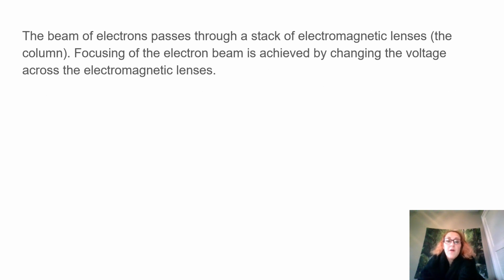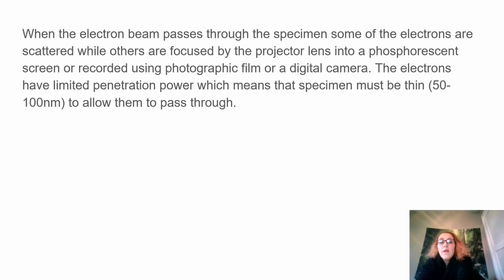The beam of electrons passes through a stack of electromagnetic lenses, the column. Focusing the electron beam is achieved by changing the voltage across the electromagnetic lenses. When the electron beam passes through the specimen, some of the electrons are scattered while others are focused by the projector lens onto a phosphorescent screen or recorded using photographic film or a digital camera.